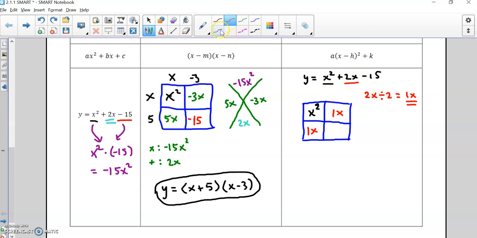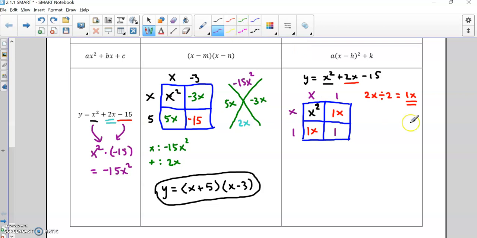Now, once you've done that part, you can go ahead and fill in the outside. We need to fill in the outside in order to know what's going to go in the last box. So what times what equals x squared? Well, x times x equals x squared. Now, x times what equals 1x? Just 1. And same thing over here. X times what equals 1x? Just 1. So now that we have the outsides, for this last box, 1 times 1 is what we multiply to find it, and that's just going to equal 1.